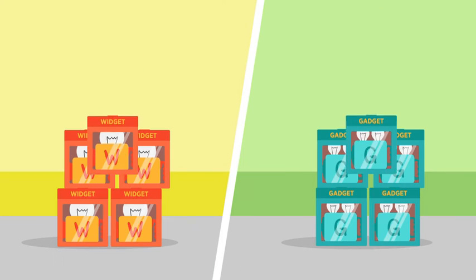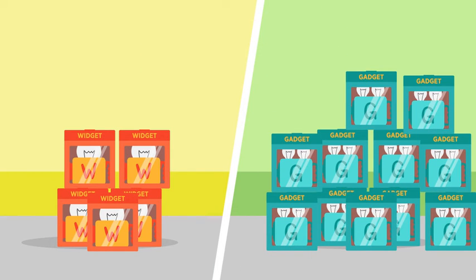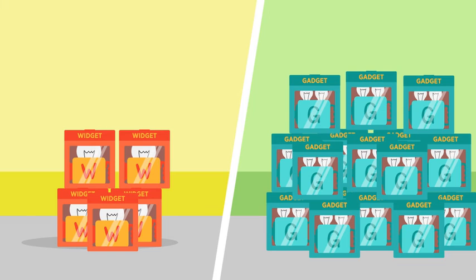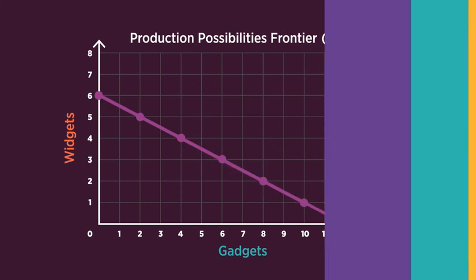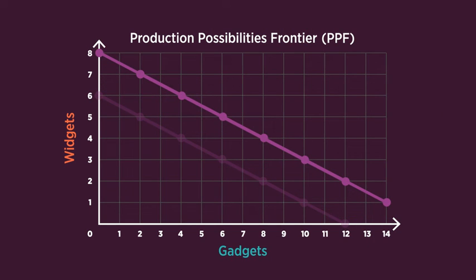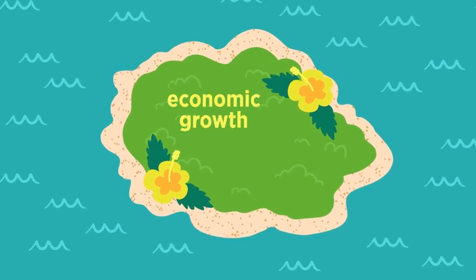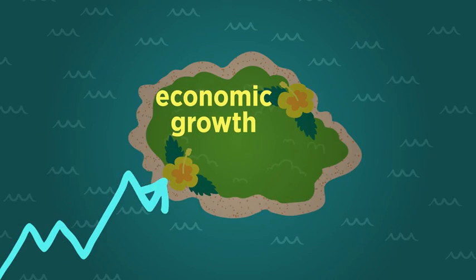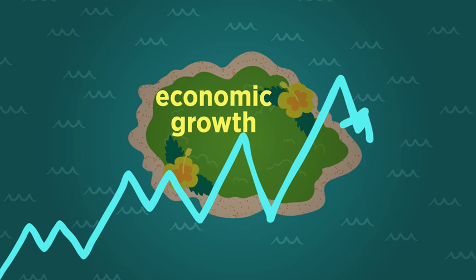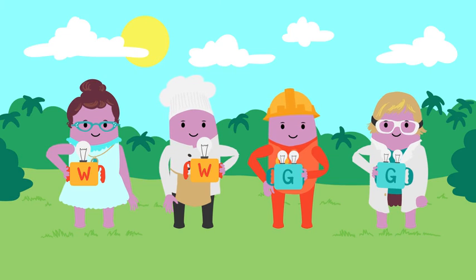Remember that when the PPF is static, producing more gadgets means producing fewer widgets. There is an opportunity cost. But when the frontier shifts outward, it is possible to produce more of both goods. Economists call this economic growth, a sustained rise over time in a nation's production of goods and services. Economic growth is important because it allows more people to have more of what they want over time.